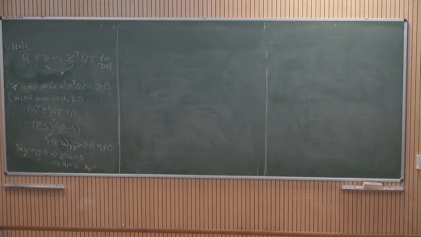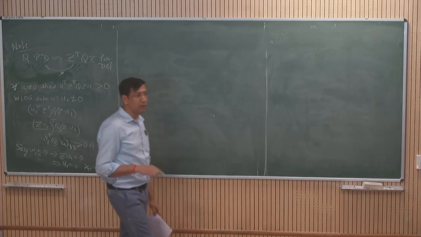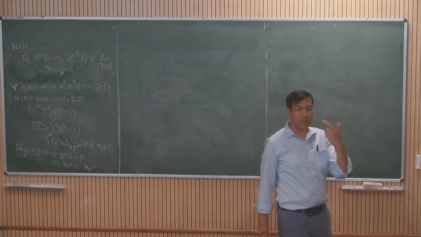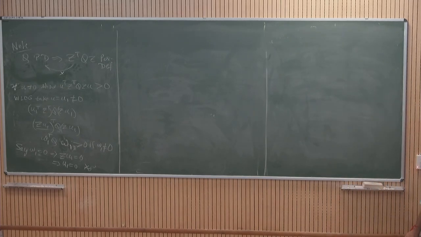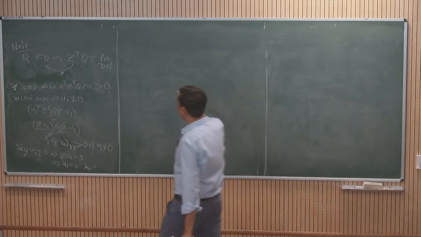Can everybody see? Okay. So now, rather than making you do a problem on this, we'll just prove it. What we show is that the condition which I had written, A is full row rank and Z transpose QZ is positive definite, gives us a unique minimizer, a candidate for minimizer. It is also the minimizer.